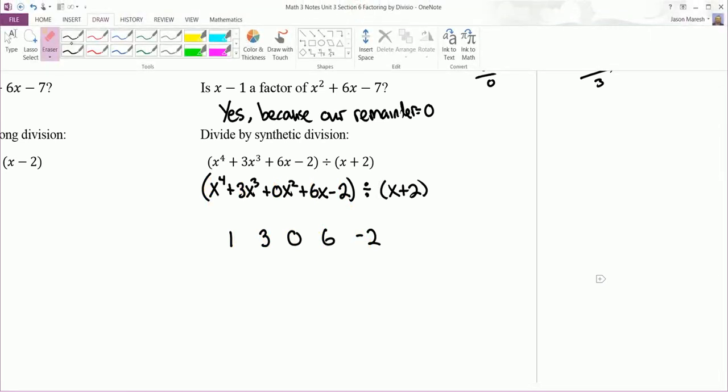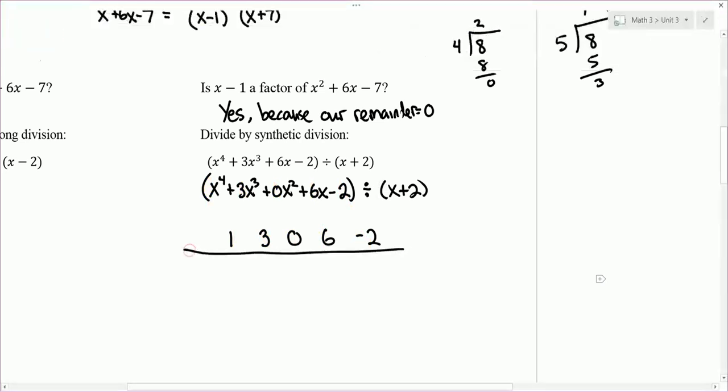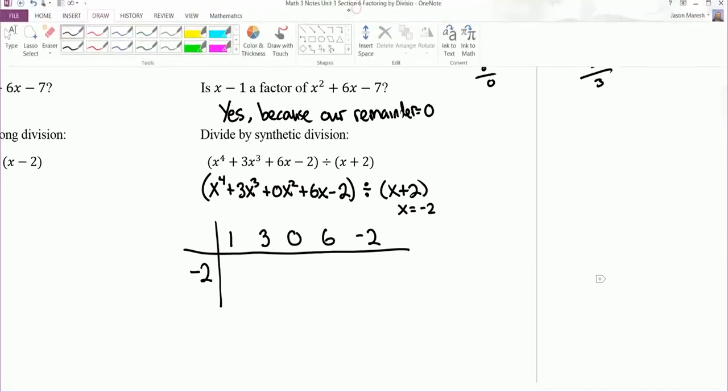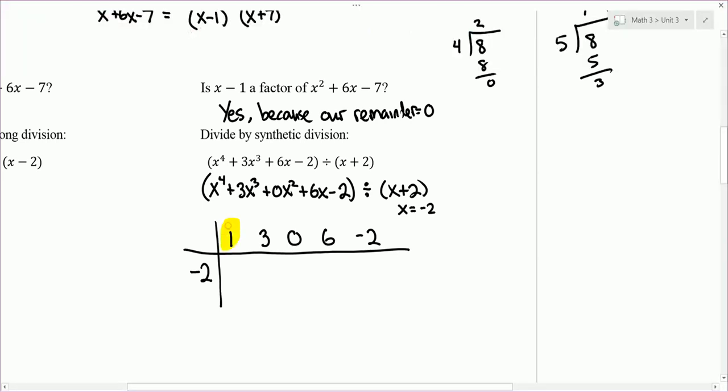Once you grab those, then we're going to look at what we're dividing by. We're dividing by x plus 2. Think, if x plus 2 was a factor, what would the x-intercept be? Negative 2, that kind of thinking. And so we're going to use negative 2 over here. Our process, whatever that first number is, we drop straight down.